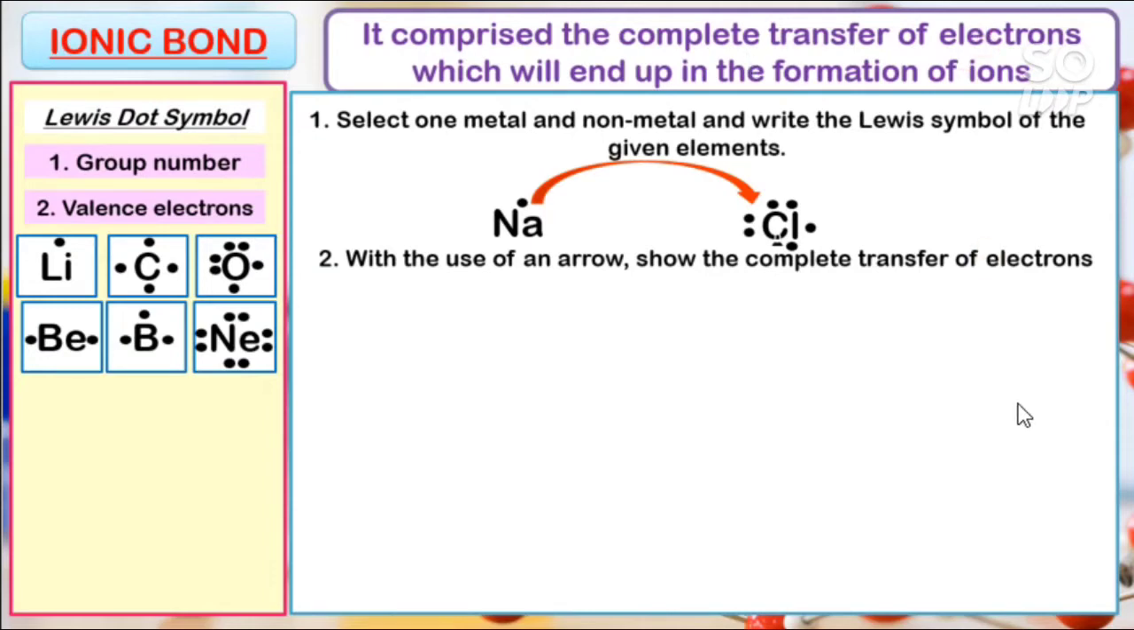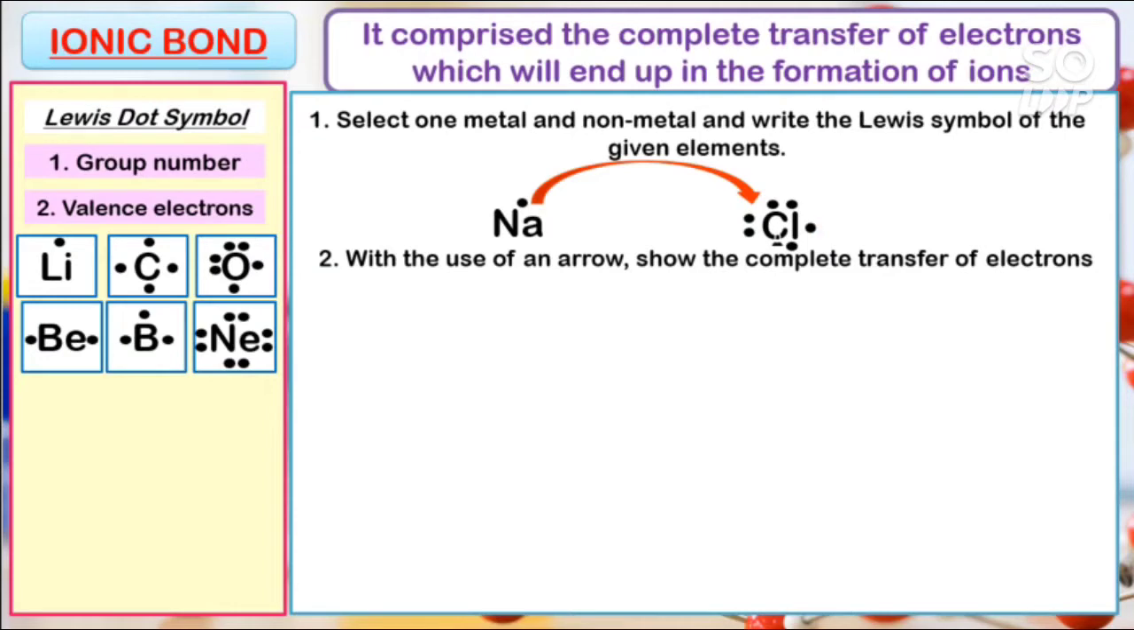The arrow is from sodium going to chlorine because sodium is a metal which can readily lose its electron, while chlorine is a non-metal which can easily attract other electrons. So the electron of sodium will be transferred to chlorine, because the transfer is from metal to non-metal. If you look at your periodic table, sodium is a metal element, while chlorine is a non-metal. So the transfer will be from metal to non-metallic element.